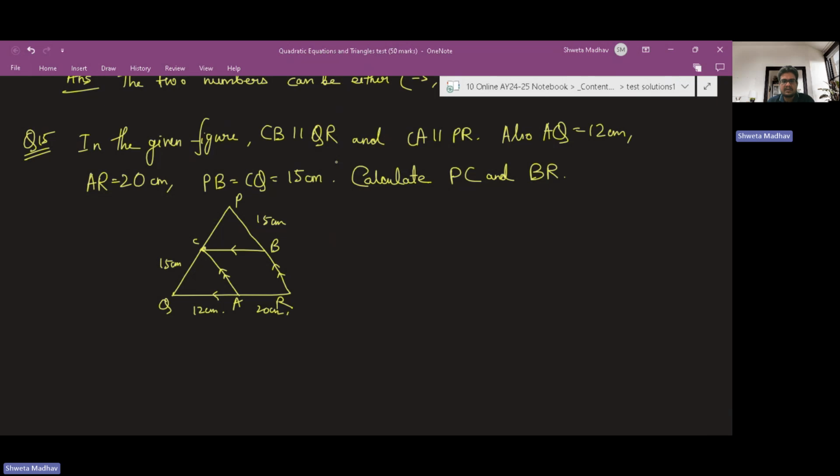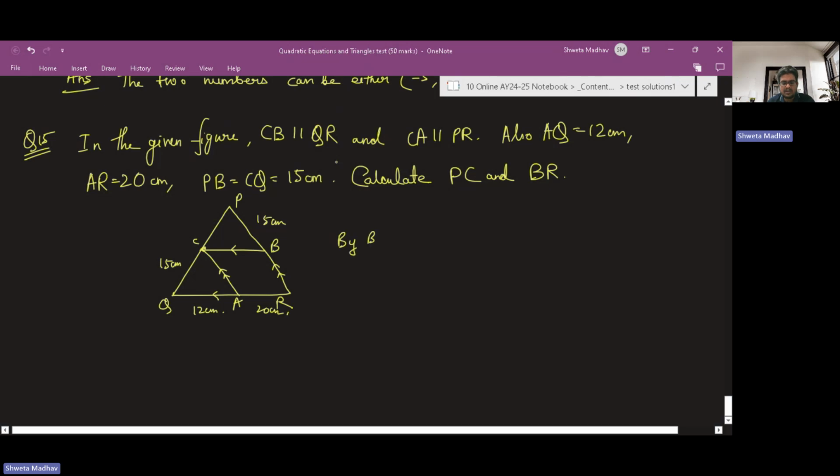So here we can say that by using the basic proportionality theorem, since CB is parallel to QR, I can say PC by CQ is equal to PB by PR. Hence PC by CQ, which is 15 centimeter, is equal to PB, that is 15 centimeter, divided by BR.